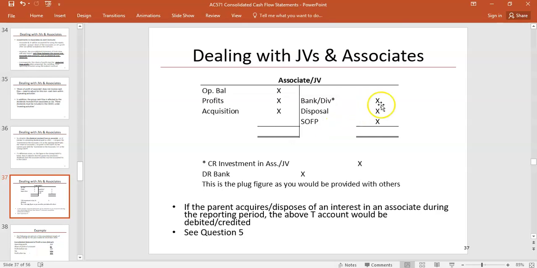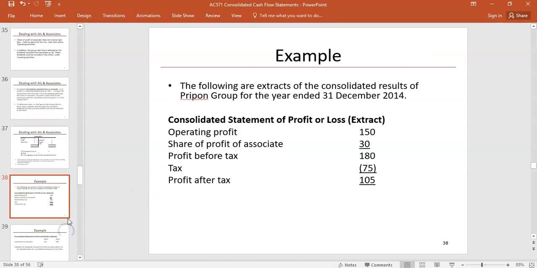And your balancing figure then is your dividend received. Debit bank, money coming in, cash inflow, credit the investment in associate. Remember, that's how you deal with a dividend in the equity method. You always credit the investment in the associate or the investment in the JV. So I'll give you a small little example to illustrate it, and you can have a look at the longer question 5 then in your own time.